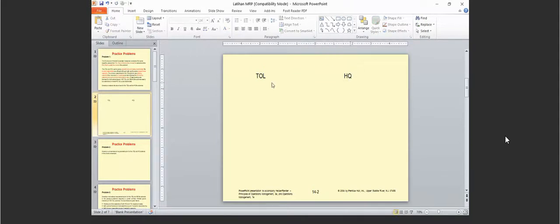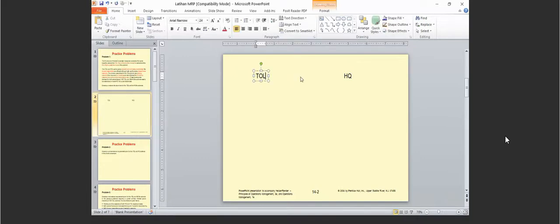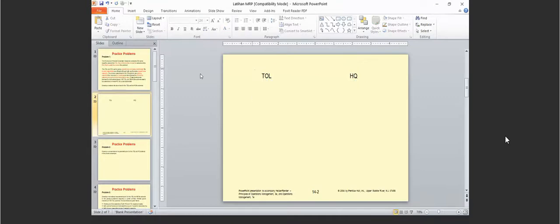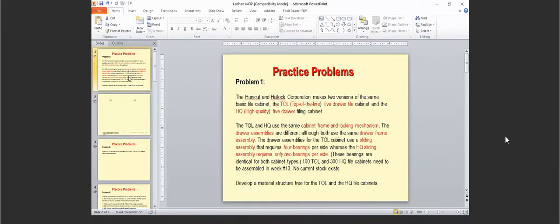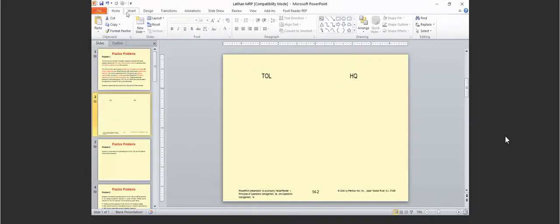So we have two products here, Tool and HQ. So Tool and HQ are at level zero of the product structure tree, or bill of material. And for level one, the component of products Tool and HQ will be a drawer, right? So we have a drawer file. We have a drawer file high quality. So we have a drawer file here for both Tool and HQ. So we draw the link.